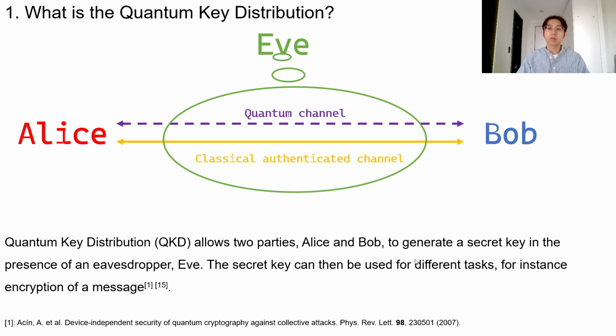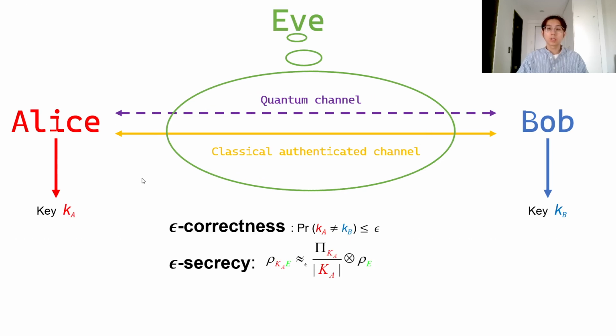The first thing that we want, of course, is for the protocol to be correct. What this means is that, whatever happens, except with tiny probability at most epsilon, the key Ka that Alice obtains should be perfectly identical to the key Kb that Bob obtains.